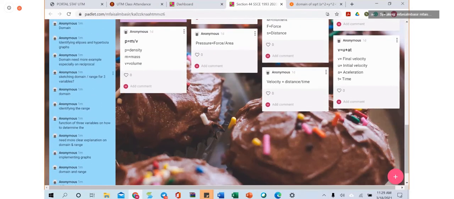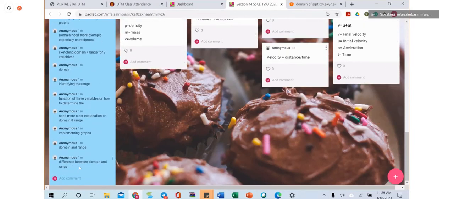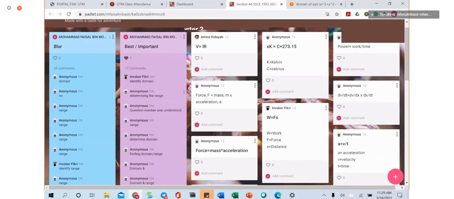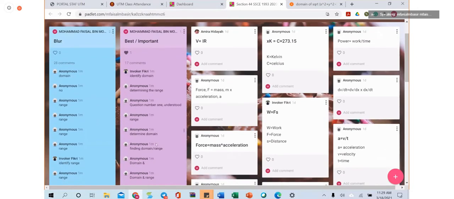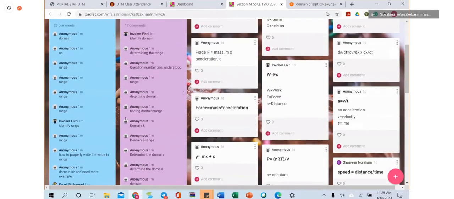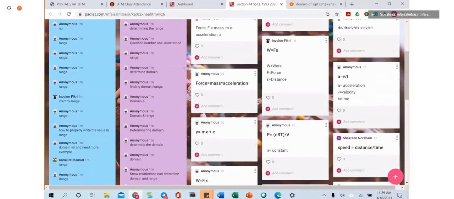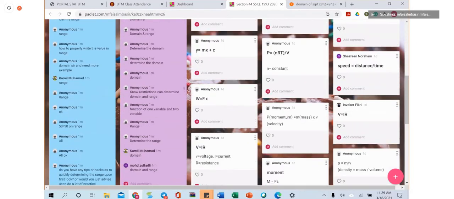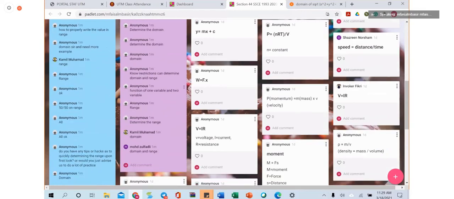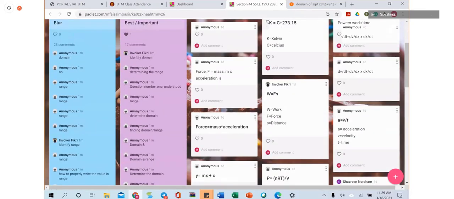Sketching domain, inventing the graph, the difference between domain and range. Here is the blur. The best part is domain. Yeah, domain is easier than the range. Okay, some of you feel range is easier. Domain is easier because we just see the restriction. Okay, domain and range. Good.